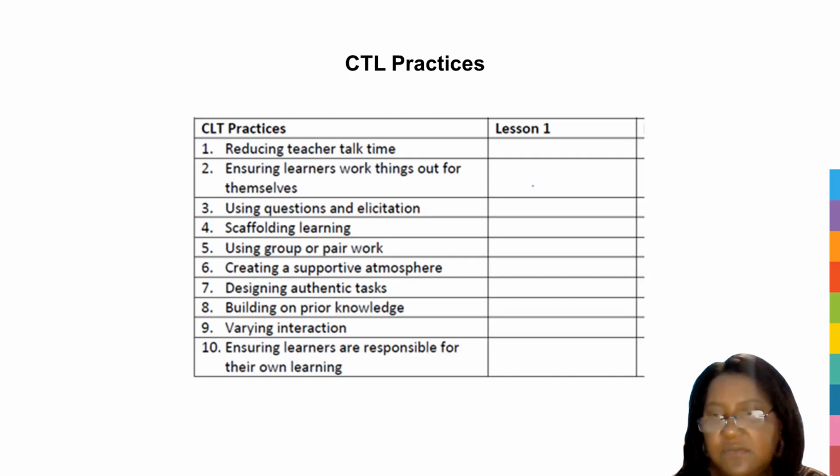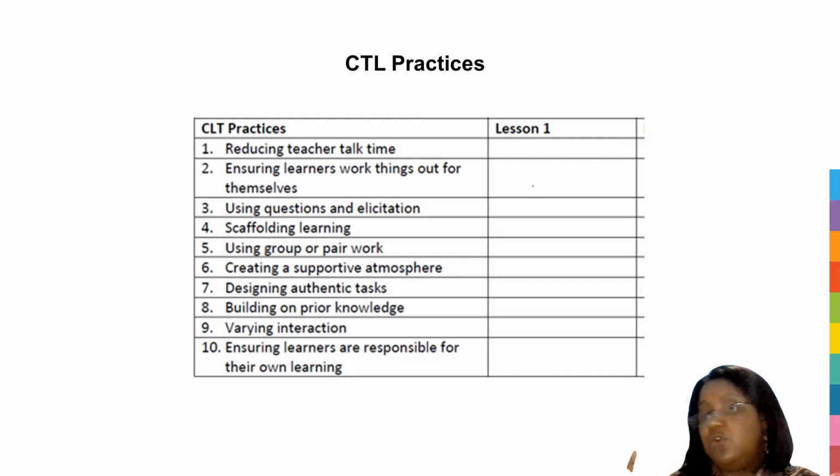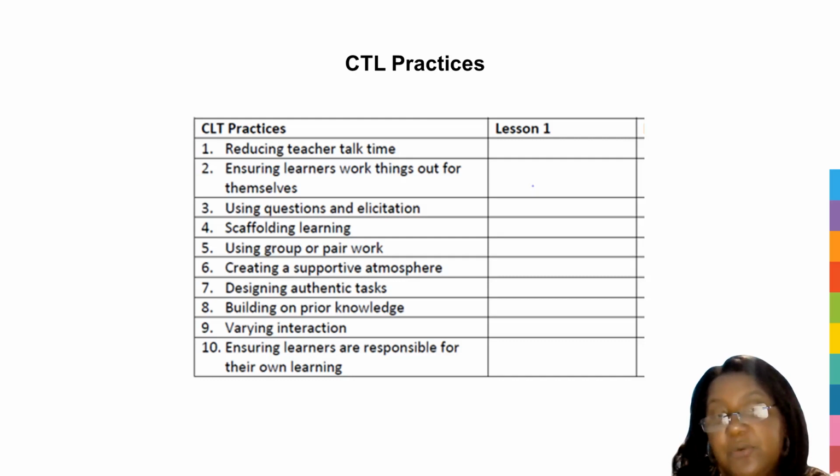You need to also have varying interaction, meaning that your task shouldn't just be listening or reading or speaking. You can bring in all those tasks. And then you need to also look at ensuring learners are responsible for their own learning. That's also a CLT practice.